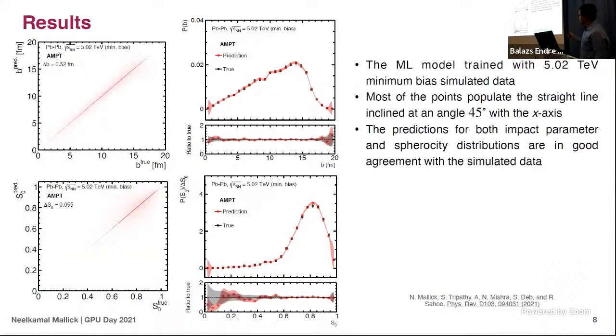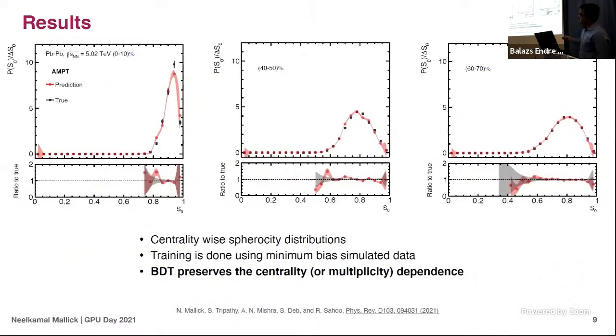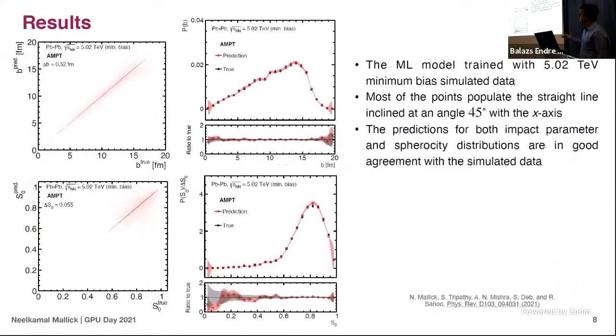Then we try to apply it to the different centrality classes. Initially, this distribution is for minimum bias, which means we do not consider the centrality of the collision.